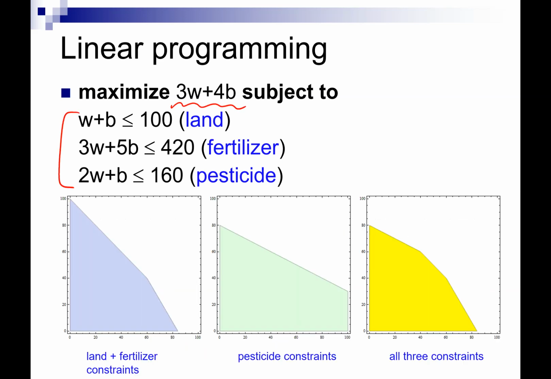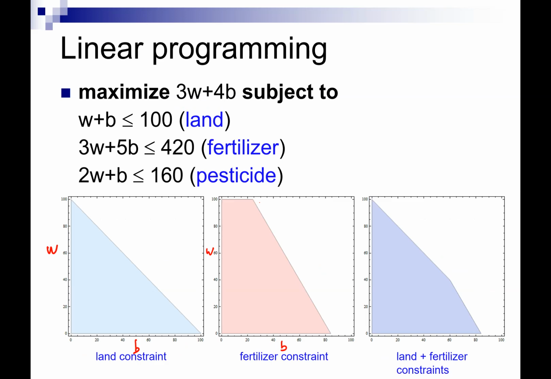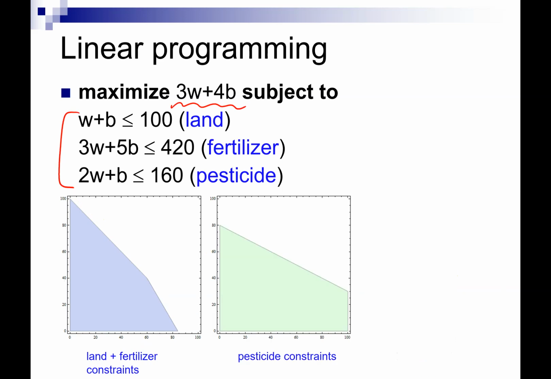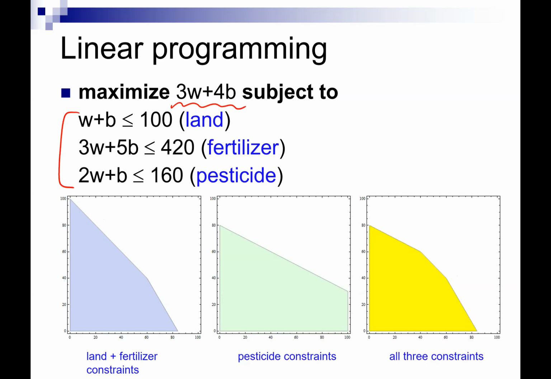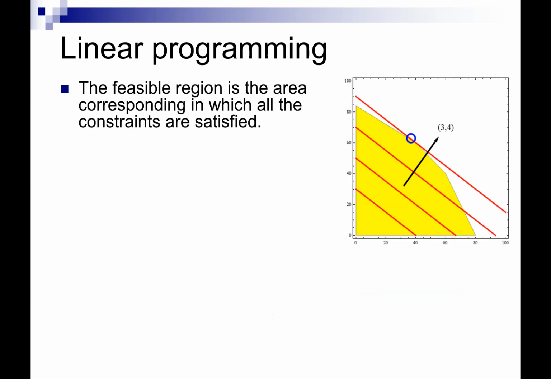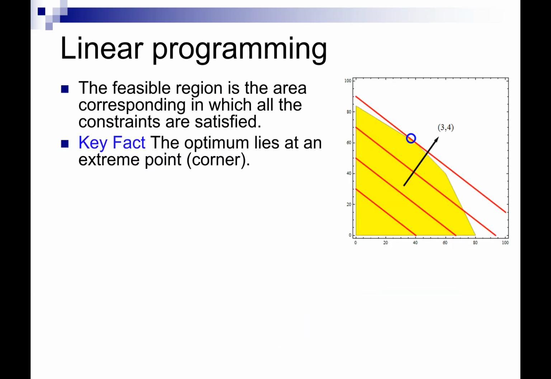The corner points were formed by these intersections between the individual constraints. So for example, when we took the land constraint and the fertilizer constraint together, when you intersect them, you're going to create one of these corner points. And then when you intersect this with the pesticide constraint, you're going to create another one of these corner points. And we're going to call these corner points extreme points.